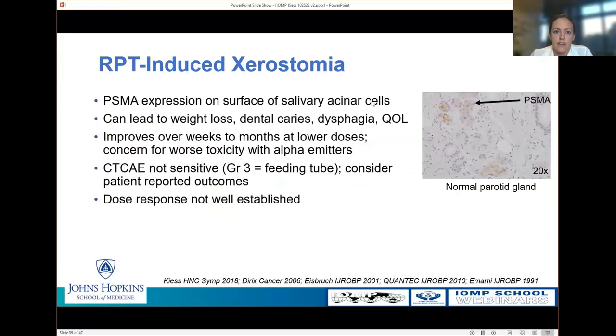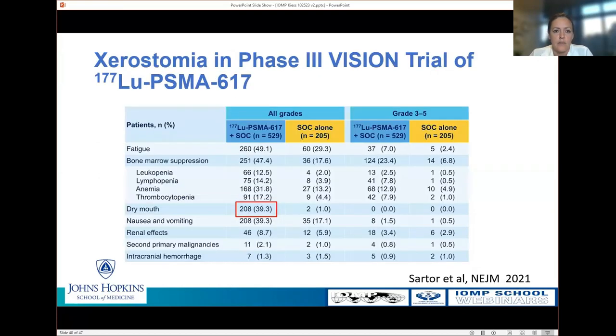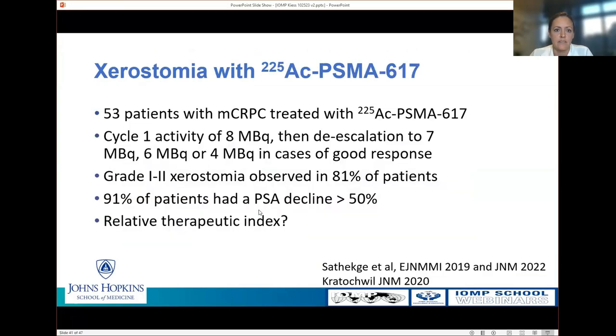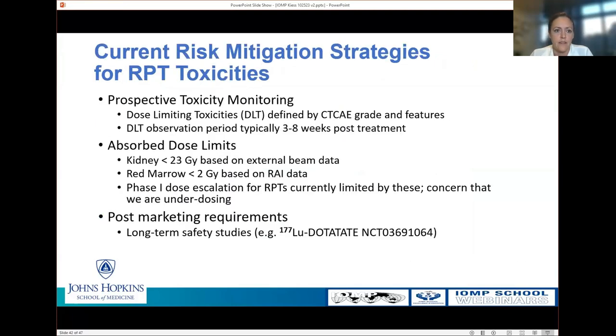And another area of concern is xerostomia, which is dry mouth related to salivary gland dose. PSMA is also expressed on salivary acinar cells, and there's been 40% dry mouth shown in the VISION trial of lutetium PSMA 617, and 80% dry mouth shown in actinium PSMA 617, which is an alpha emitter.